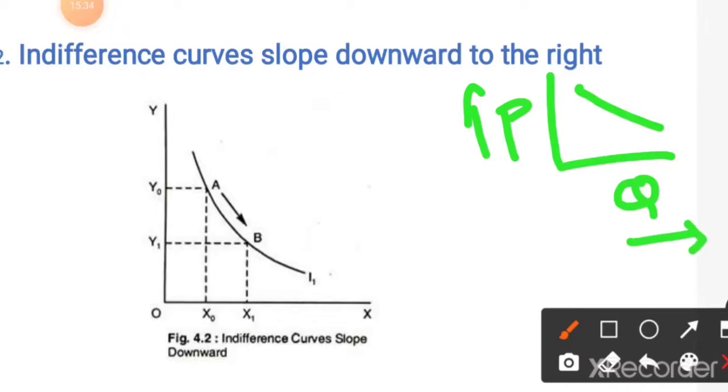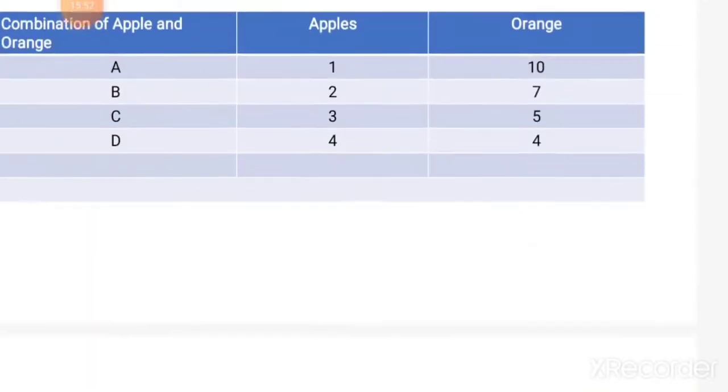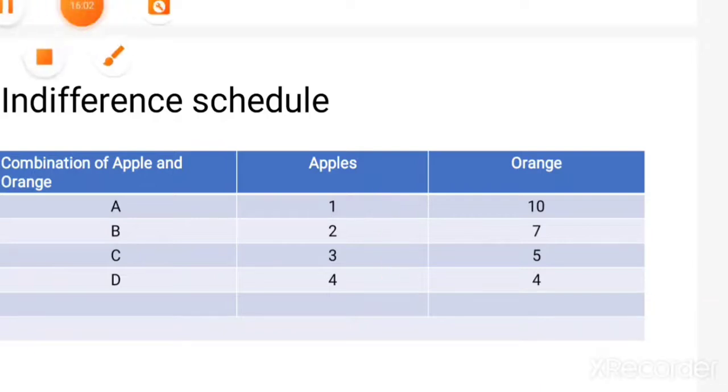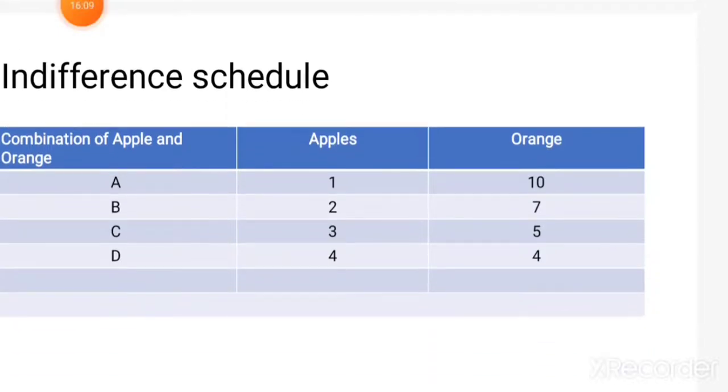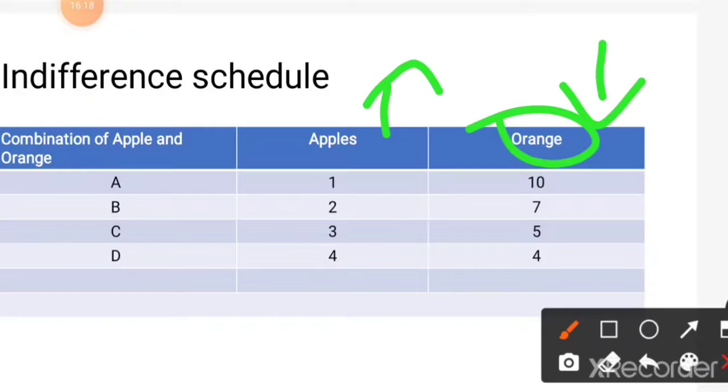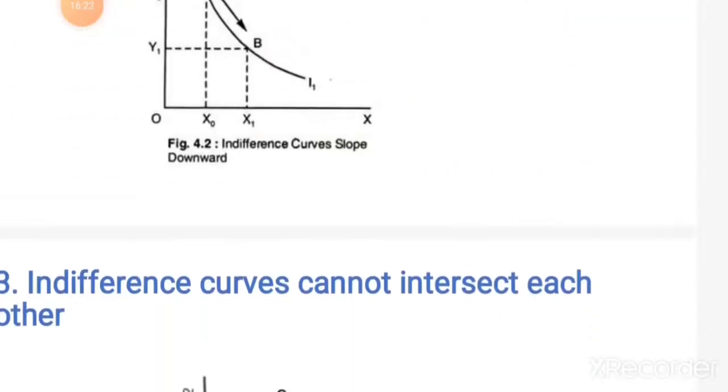Here the relationship between price and quantity is an inverse relationship. One is increasing and one is decreasing. So if one is decreasing and one is increasing, that curve should take a negative slope only. Here in the indifference curve, it is increasing from 1 to 2, 2 to 3, 3 to 4. But what is happening here? It's decreasing from 10 to 7, 7 to 5, and 5 to 4. So here the apple quantity is increasing and the oranges quantity is decreasing, because you are sacrificing oranges for your friend. That's why this curve also takes a negative slope.